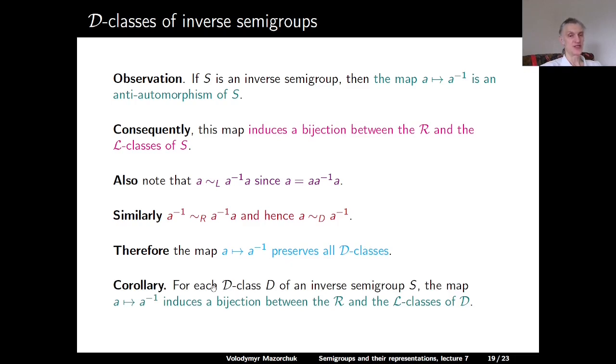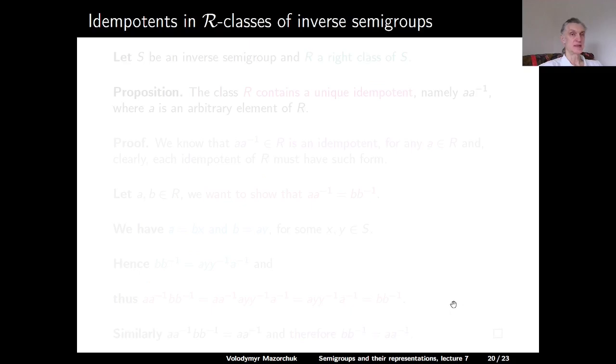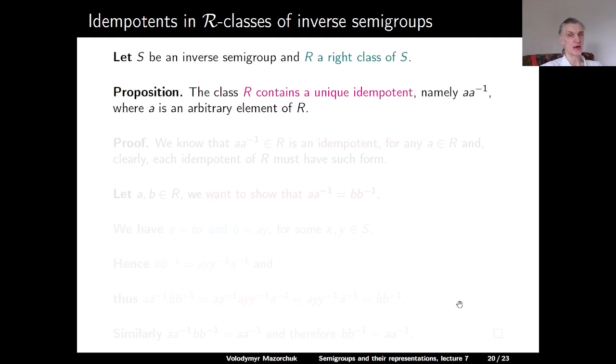Corollary: for each D class D of an inverse semigroup S, the map which maps A to A inverse induces a bijection between the right and the left classes of this D class D. Next, a little bit more about idempotents in right and left classes. So let S be an inverse semigroup and R a right class of S. Proposition: the class R contains a unique idempotent, namely A times A inverse, where A is an arbitrary element of R.